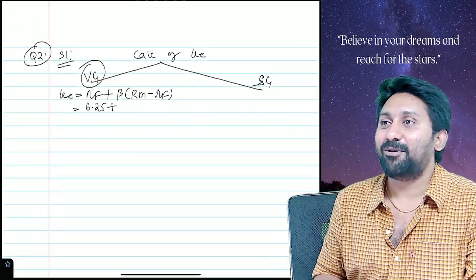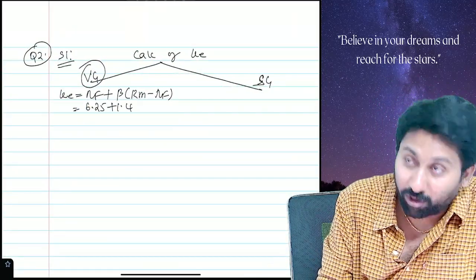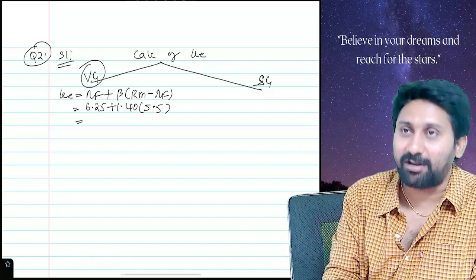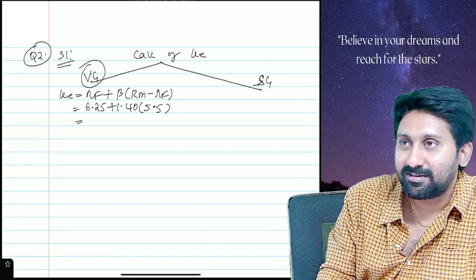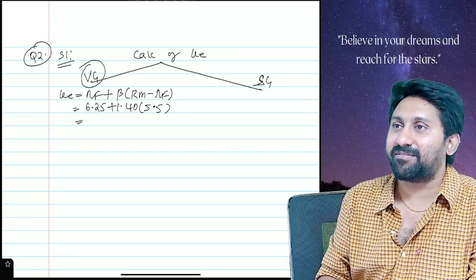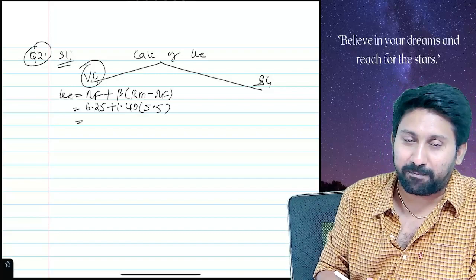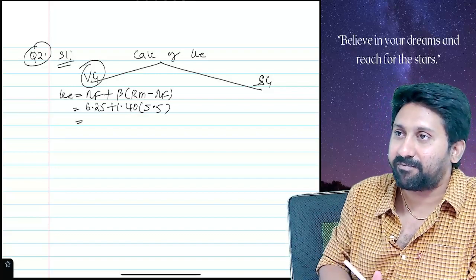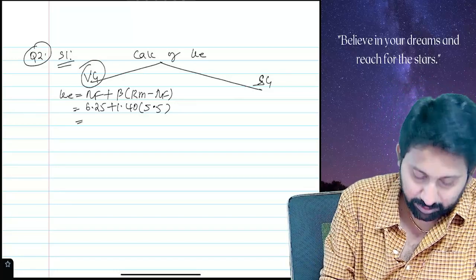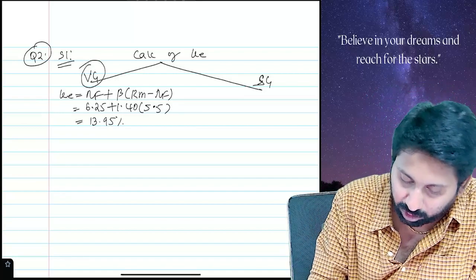Plus, what is the beta? 1.4. RM minus RF is 5.5. No, that is the market risk premium. He has already given. Tell the value. 6.25 plus 1.4 into 5.5. Total 13.95. Next, stable growth period.